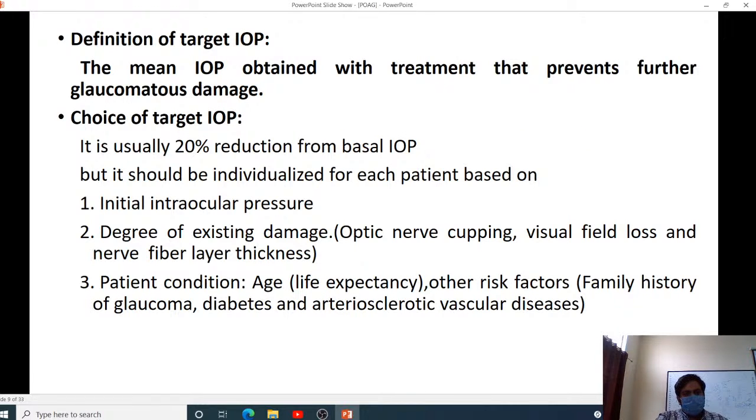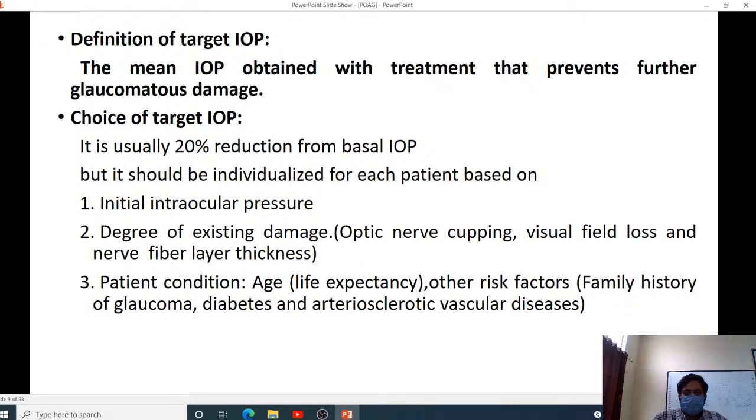There is something called a target IOP. This is not needed at your level, I'll just brush up through this. This is nothing but the IOP at which there is no damage to the retinal ganglion cells. That is, you have to set it.